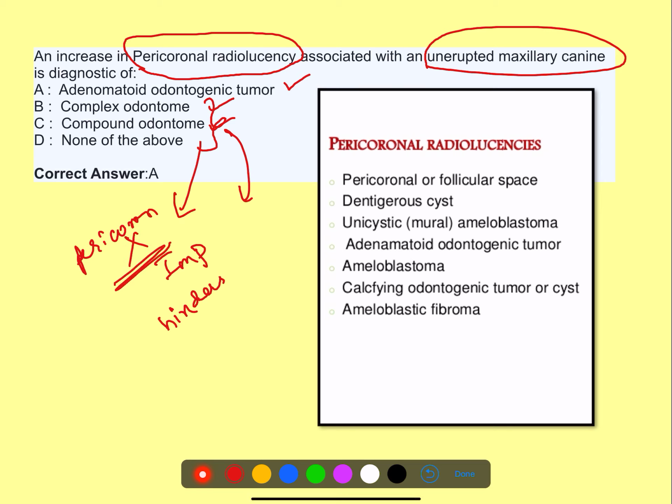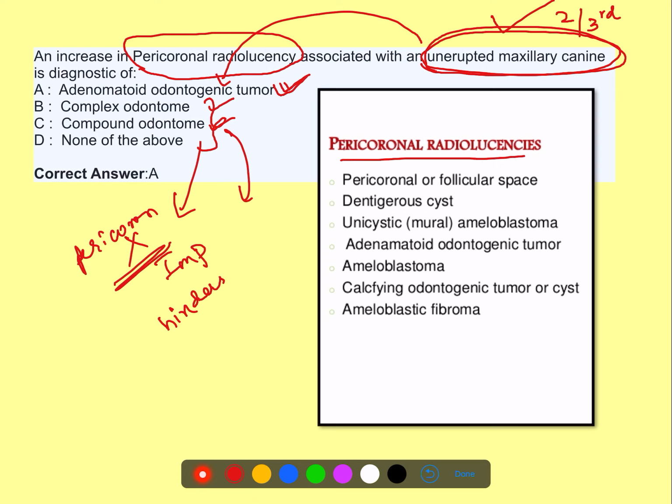Only AOT, among these options, presents as a pericoronal radiolucency, and the one more hint given is unerupted maxillary canine. So it mostly occurs in 2/3 of cases. It occurs associated with unerupted maxillary canine. So you can directly select the answer AOT.